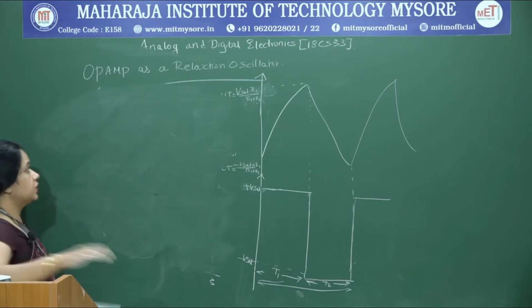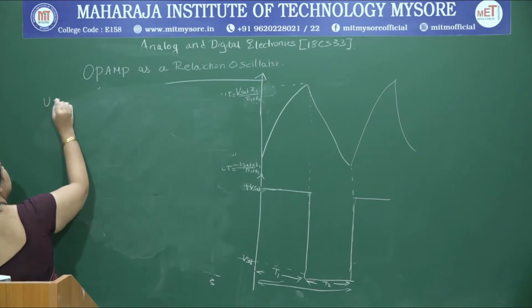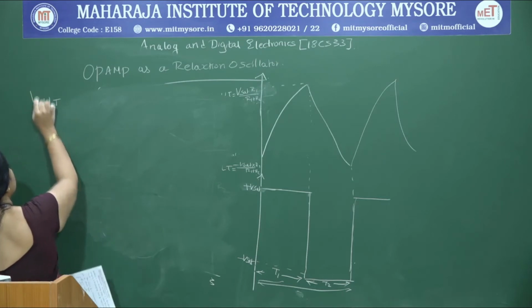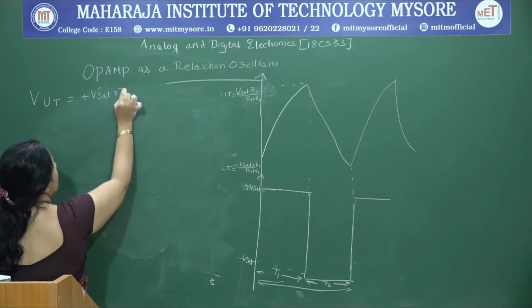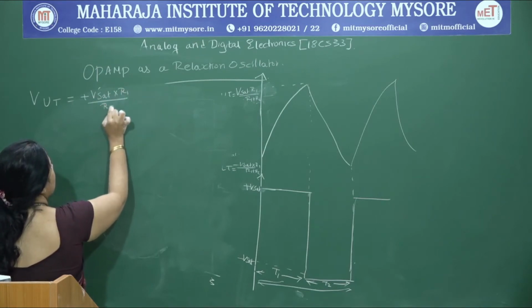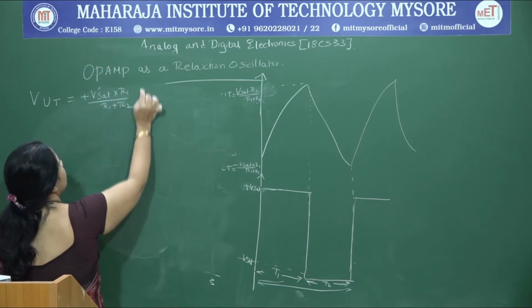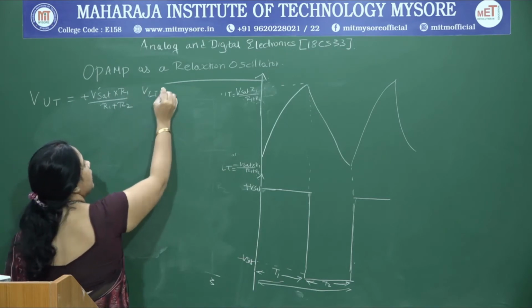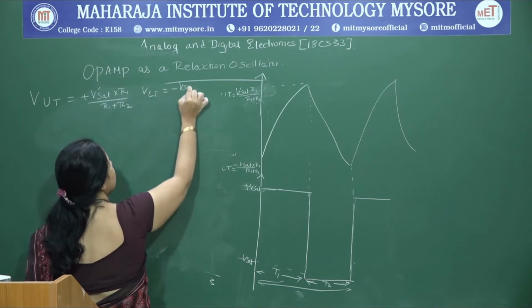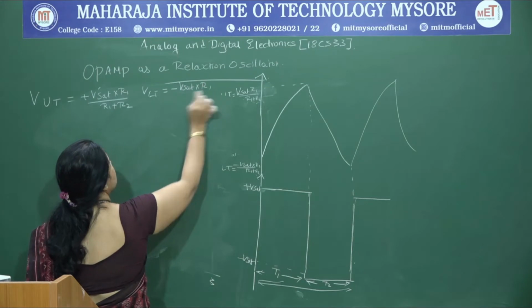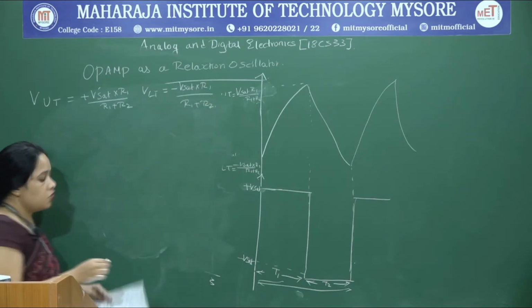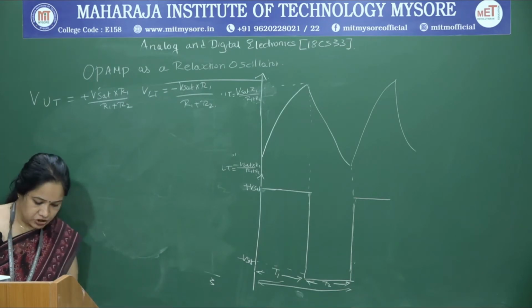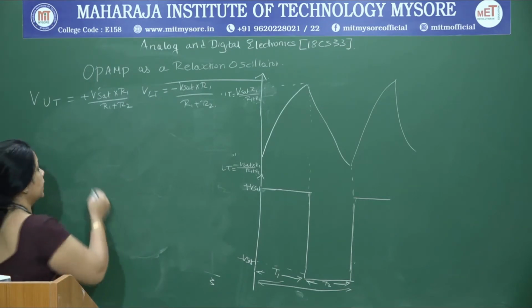We already know the upper threshold point, VUT, or you can just call it UT, is nothing but plus Vsat into R1 divided by R1 plus R2, and the lower threshold point, let me call it VLT, is nothing but minus Vsat into R1 divided by R1 plus R2. Now, let me write the expression for the capacitor voltage.